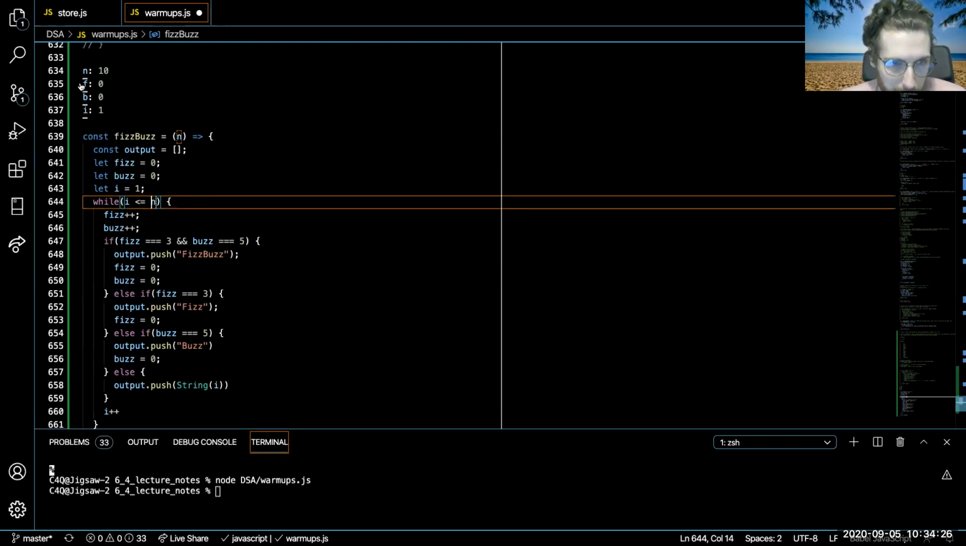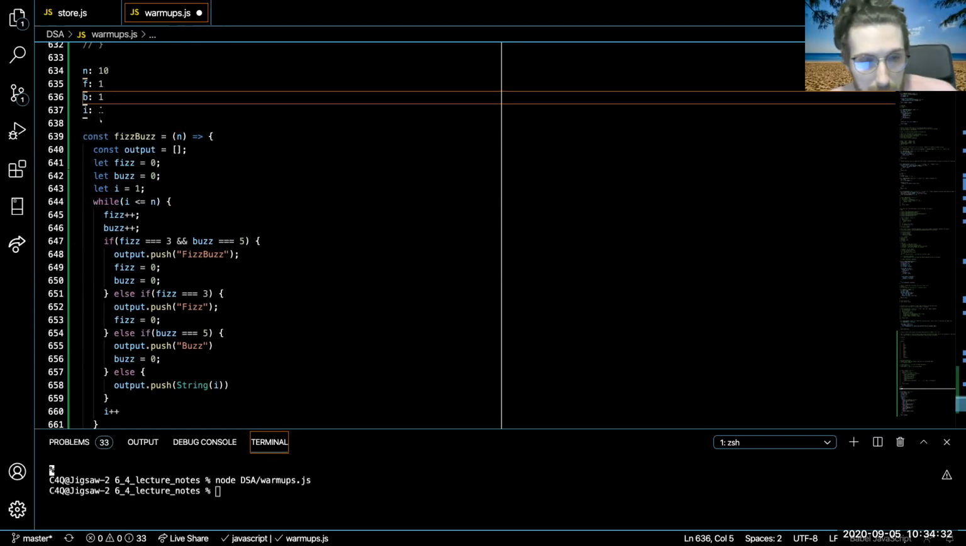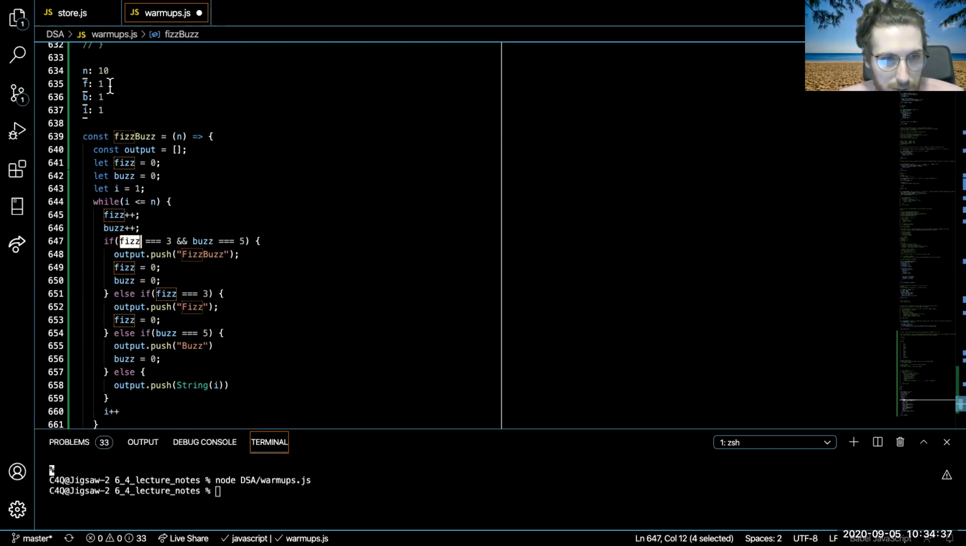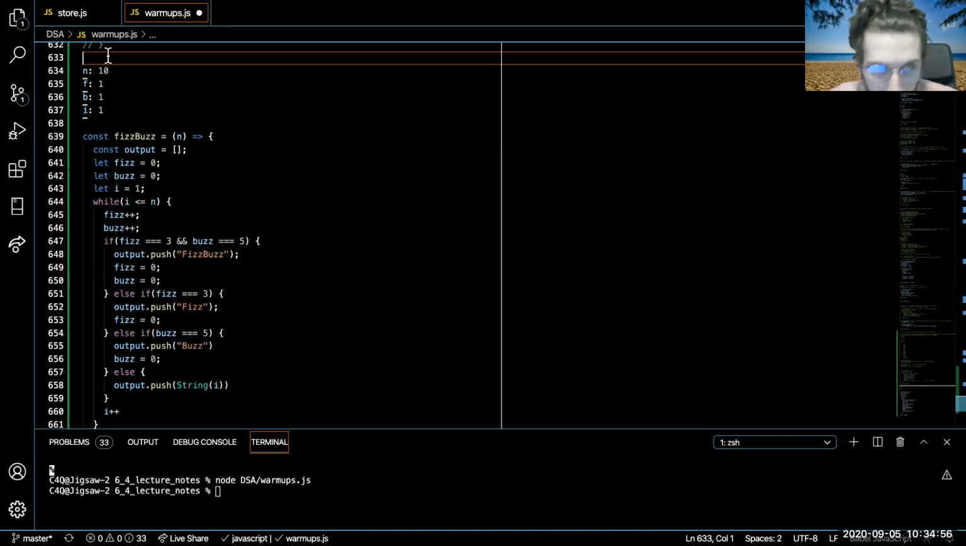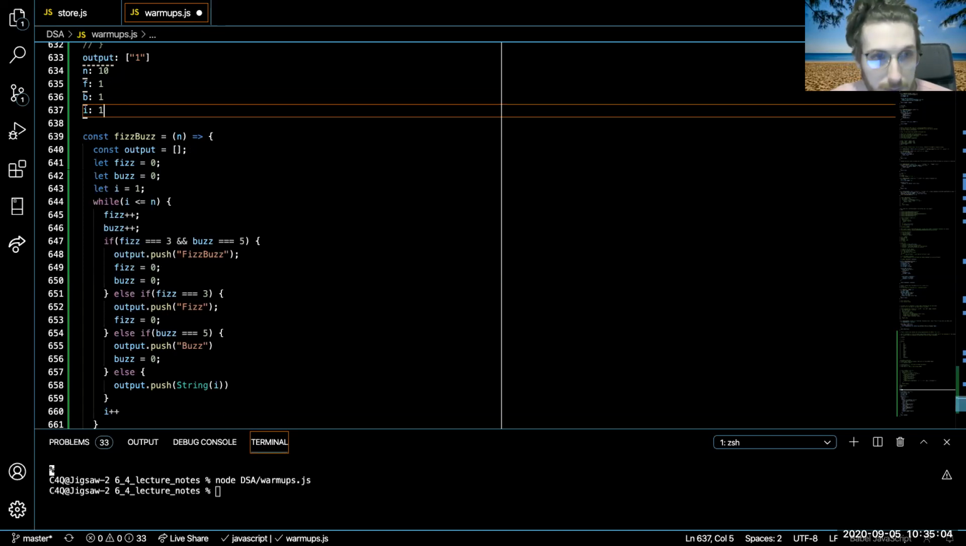So fizz gets incremented by 1 and buzz gets incremented by 1. So now fizz is 1 and buzz is 1. Our first check is fizz equal to 3 and buzz equal to 5. That's not the case, but if it were, it would mean we were on a number that's divisible by both. So we check, is fizz equal to 3? No. Is buzz equal to 5? No. So we push in our i. Our output now has a 1 inside of it, and i gets incremented to 2.